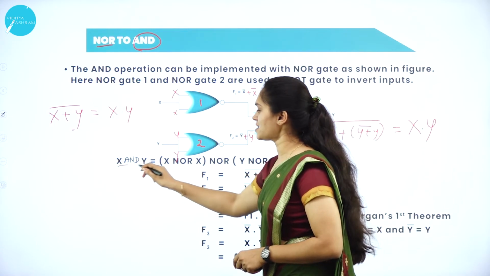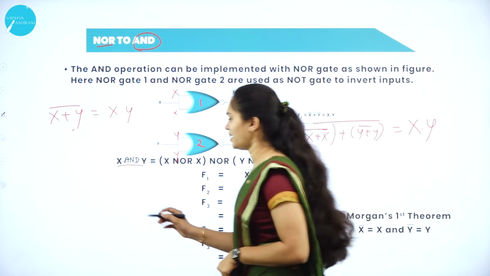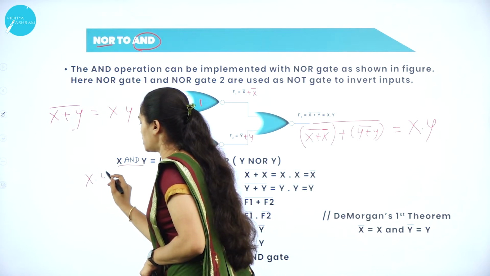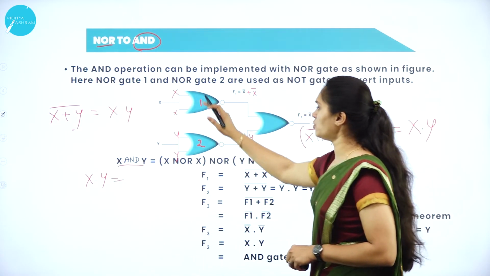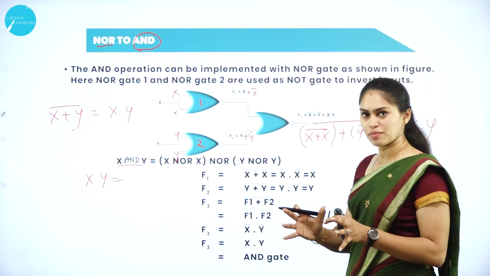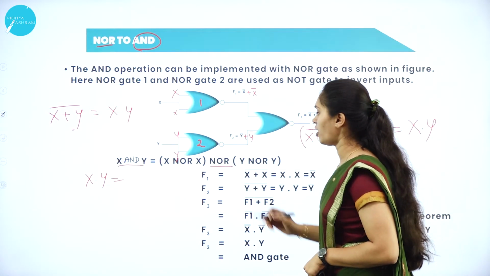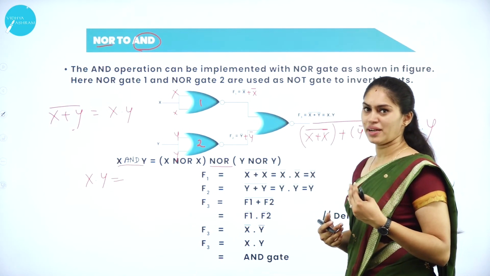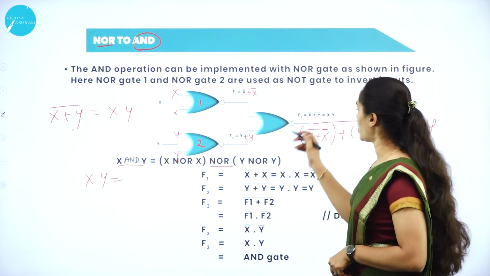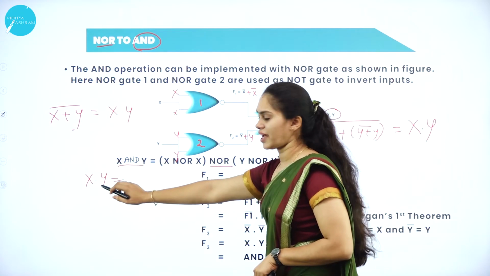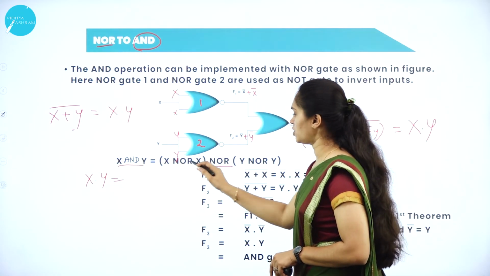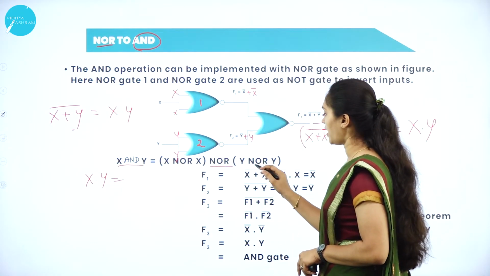Here it is x and y. Why is it x and y? That is nothing but we are looking for x dot y. Right? So how am I going to do that? I have two NOR gates as input. I am going to do the NOR operation. Since it complements the input value, then we are going to get this x dot y. So we'll see now. I am seeking x dot y is equal to x NOR x and y NOR y.